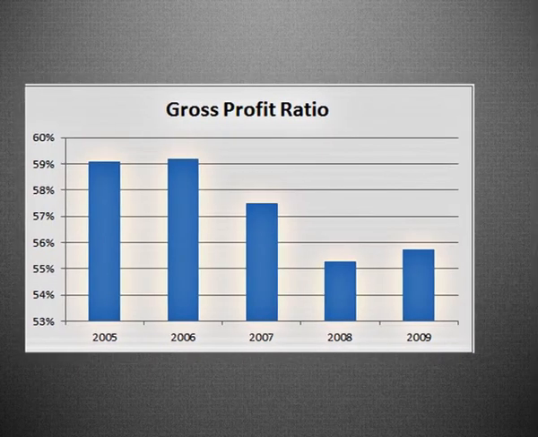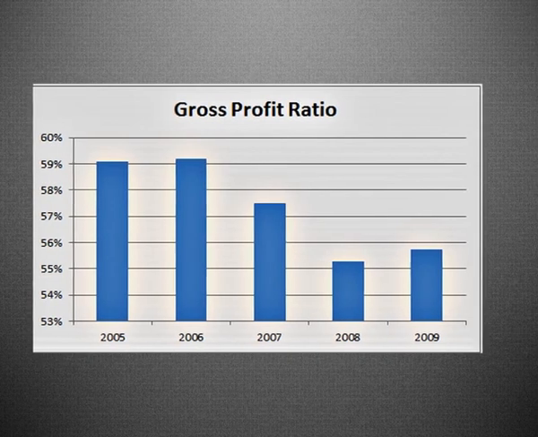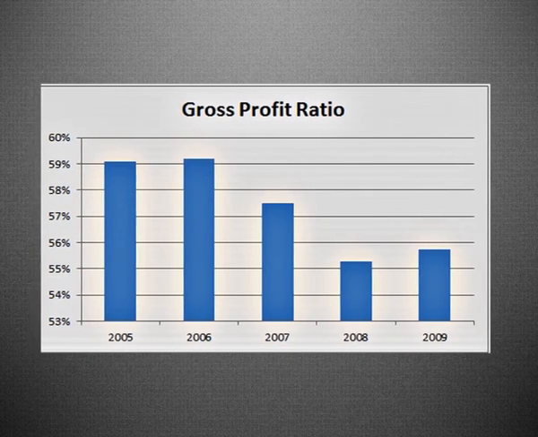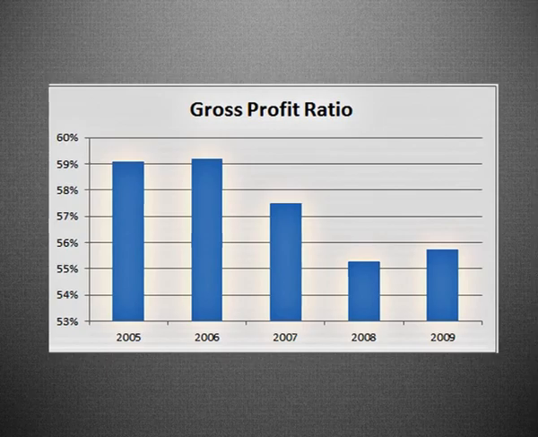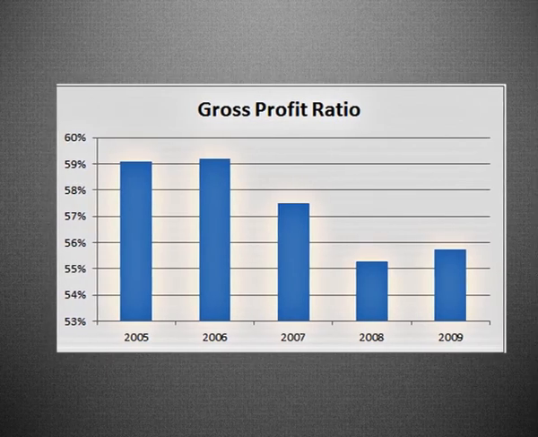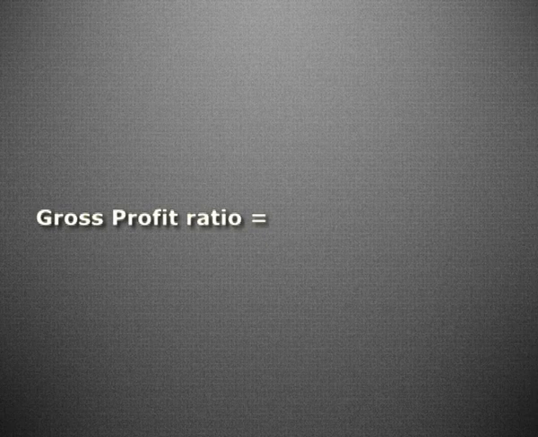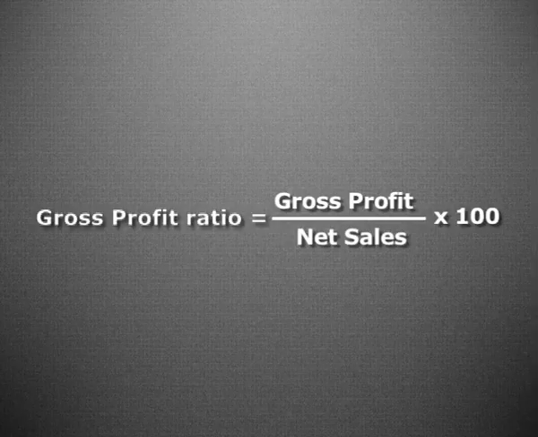It is the difference between the sales and cost of sales. The gross profit is directly related to sales as it directly varies with the volume of sales if cost of sales remains the same. The gross profit ratio is computed by using the following formula. Gross profit ratio is equals to gross profit divided by net sales into 100. Higher the ratio, the more efficient is the production.